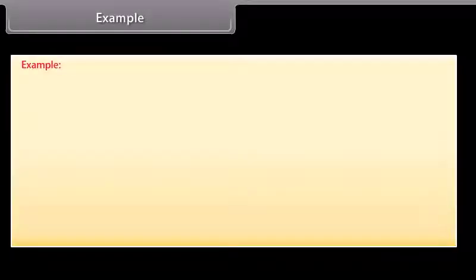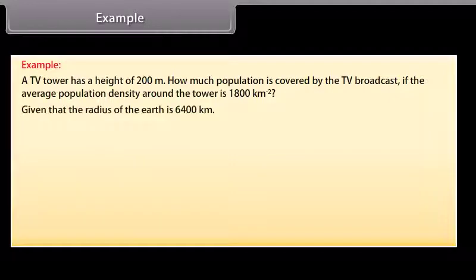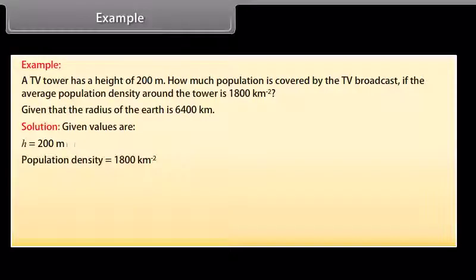Example. Let's take an example. A TV tower has a height of 200 meters. How much population is covered by the TV broadcast if the average population density around the tower is 1800 per km square? Given that the radius of the Earth is 6400 kilometers. Let's see the solution. Given values are h is equal to 200 meter, population density is equal to 1800 per kilometer square, and Earth radius is equal to 6400 kilometer.